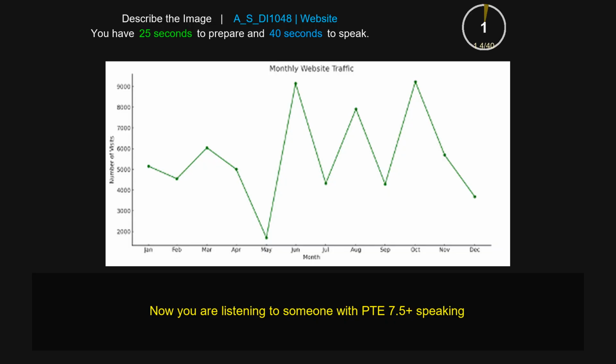The image provided is a line graph that gives information about the monthly website traffic, while the x-axis represents January, March, May, August, and November. The y-axis represents 3000, 5000, 7000, and 9000. It is evident that in the month of June, the monthly website traffic is the highest, which is 9000. A notable observation is that in the month of May, the traffic is the least, which is below 2000. Overall, the image highlights different numbers of visits during the whole month.